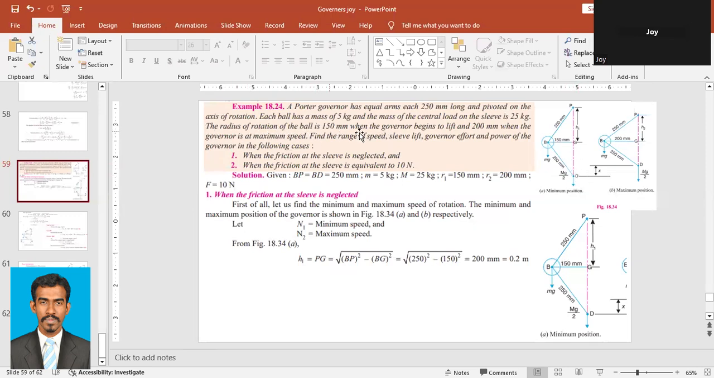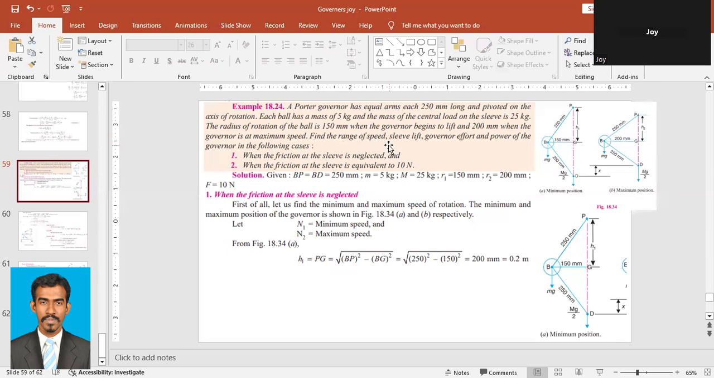The radius of rotation of the ball is 150 millimeter when the governor begins to lift, and 200 millimeter when the governor is at maximum speed. So this is incident 1, this is incident 2. At one stage it is 150 millimeter when the governor begins to lift, and at maximum speed that is 200 millimeter radius.